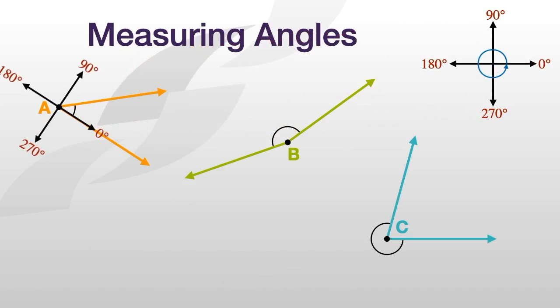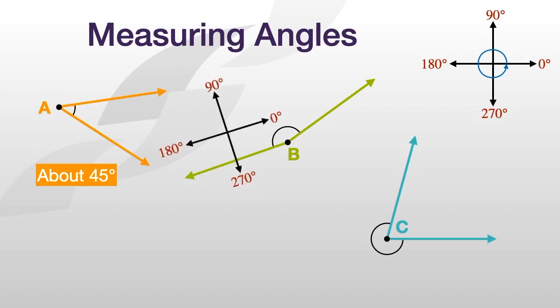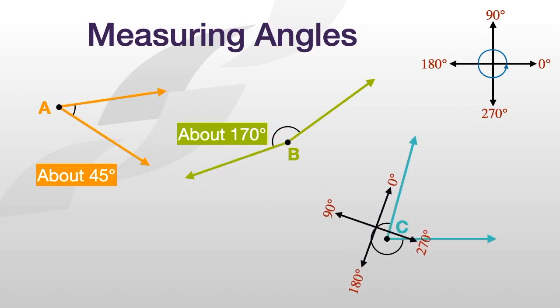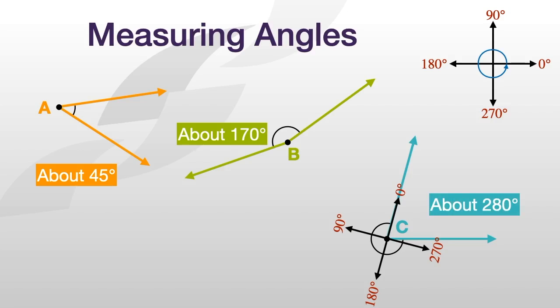Angle A looks like it's about half of 90, so let's estimate about 45 degrees. Angle B is almost 180 degrees, so let's estimate about 170 degrees. Finally, angle C is a reflex angle that is a bit more than 270 degrees, so let's estimate about 280 degrees.